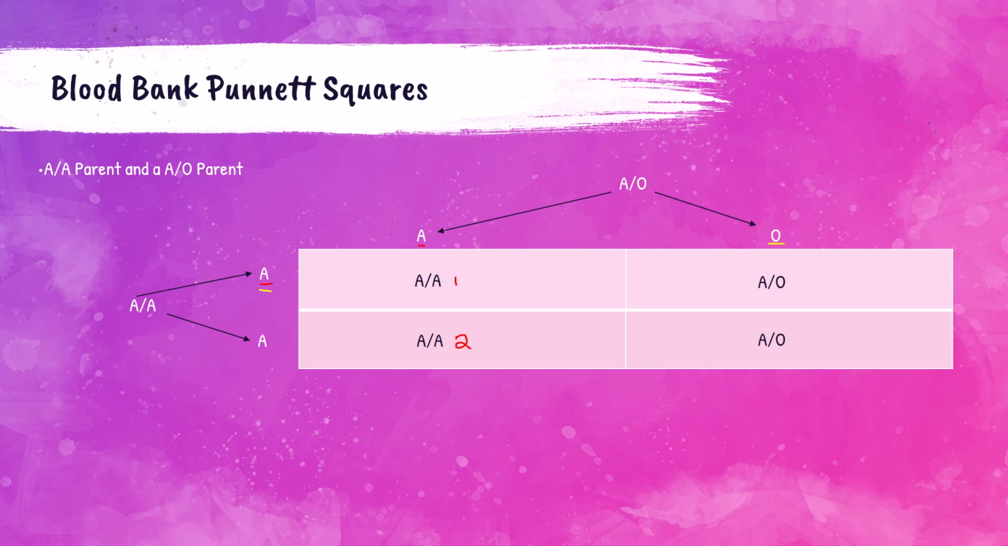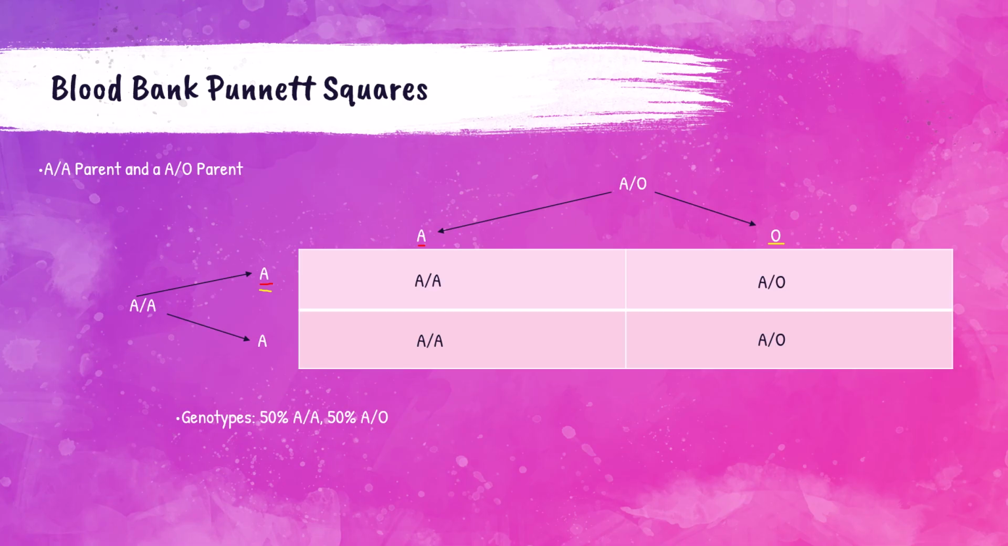We have 2 A/A's out of 4, so that's 50% A/A. And then we have 2 A/O, so that's 50% A/O because there's a total of 4 possibilities. So we're going to have 50% A/A and 50% A/O. All right, so those are the genotypes, right?